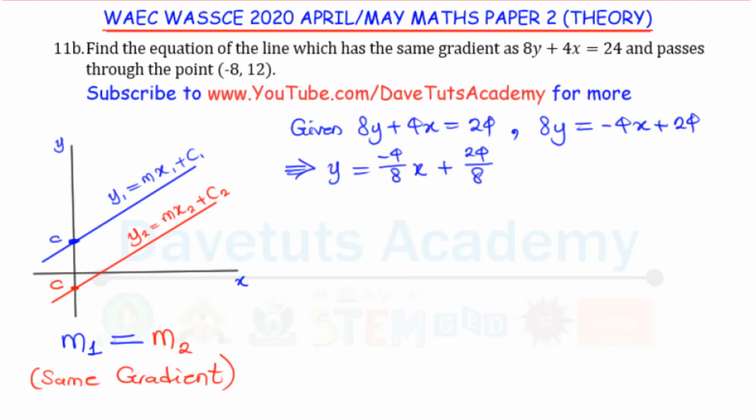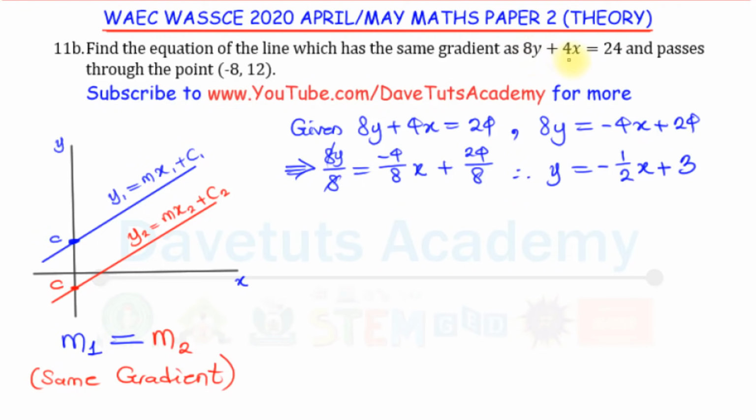In short, let me just put the first one also as 8y over 8. We are dividing each of the entries by 8. Therefore, this 8 and 8 will cancel. So we have y is equal to minus 4 over 8, which is the same as minus 1 over 2, x. Then 24 over 8 is 3. So this is the alternate representation of the equation that we have here.